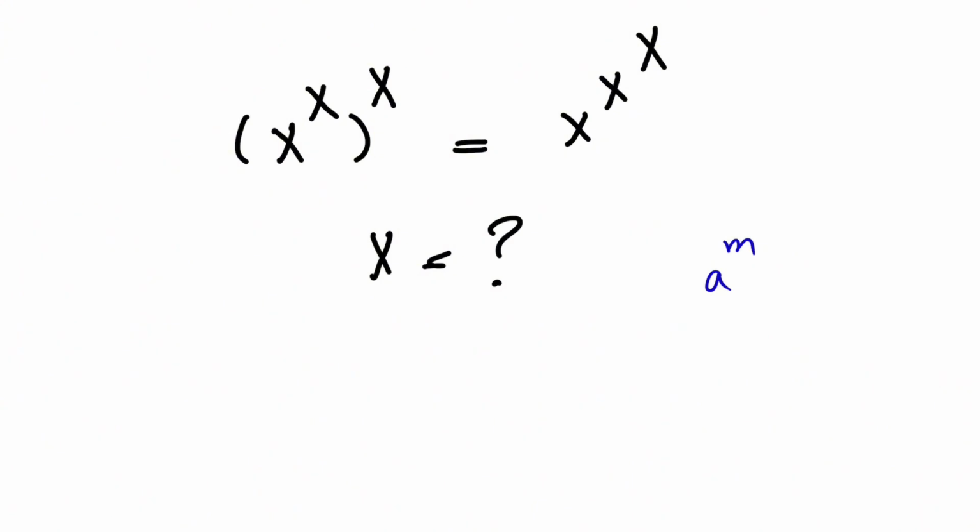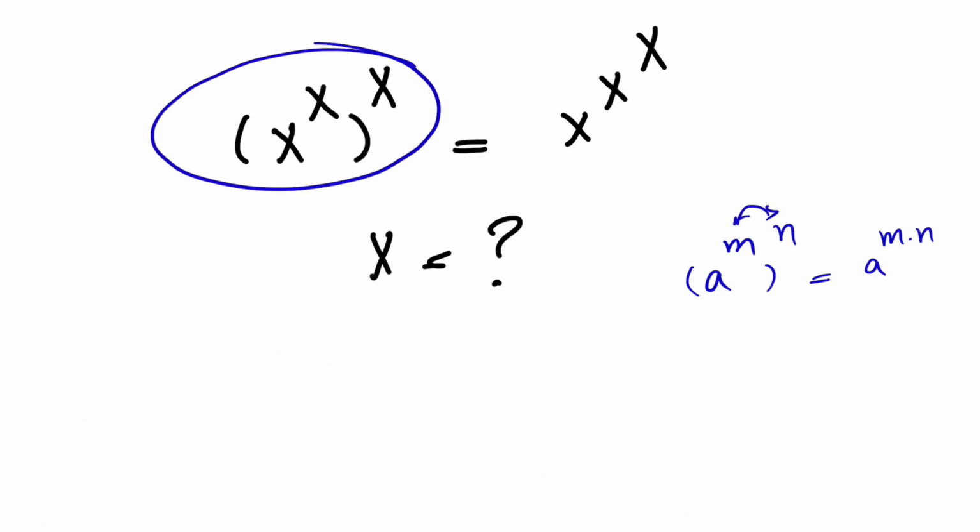When we have a to the power of m to the power of n, this will be equal to a to the power of m times n. So basically we can multiply these two, which is the case on the left side of the equation. So basically we have x to the power of x times x is equal to x to the x to the x.